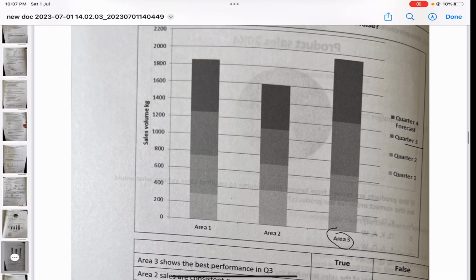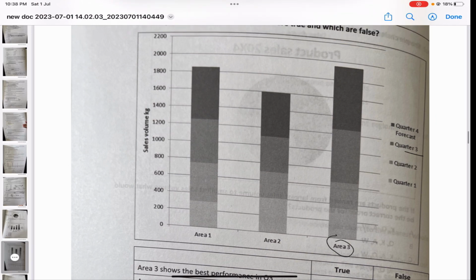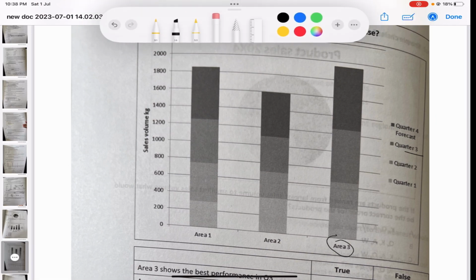Let's see this again. The colors are confusing me so much. Okay, so the lightest color is quarter 1, this is quarter 2, this is quarter 3, and this is quarter 4. These are the different colors which are given over here. So area 3 shows the best performance in quarter 3. Okay, so out of all, what do you think is the best performance in area 3? Which one is showing the best performance?